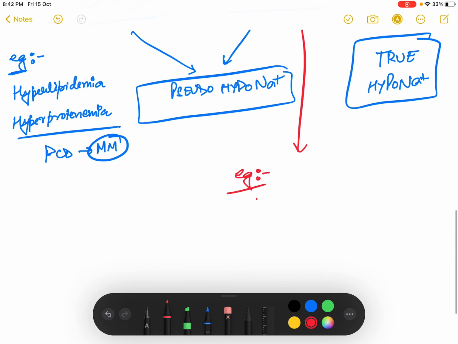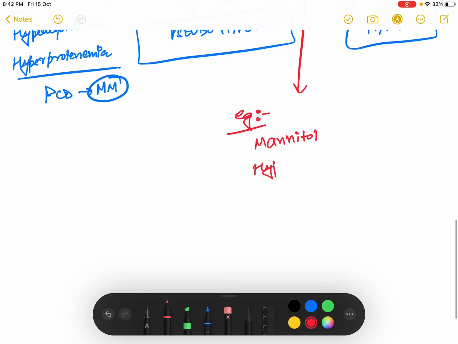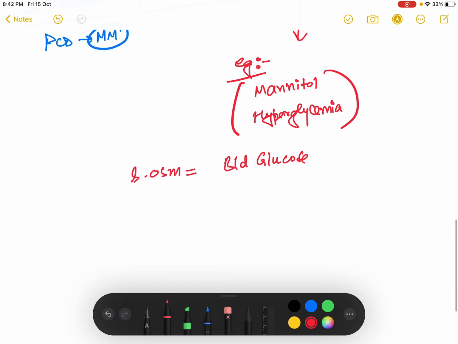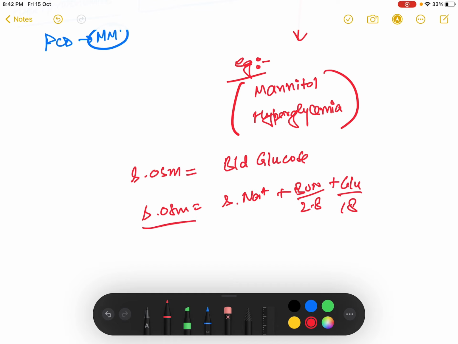Examples of hypertonic hyponatremia, that is where the serum osmolarity is high, are the use of mannitol, which can lead to increased serum osmolarity, or hyperglycemia, uncontrolled blood glucose levels. As we all know, serum osmolarity depends on blood glucose levels, because the formula for serum osmolarity is serum sodium plus BUN upon 2.8 plus blood glucose upon 18. So serum osmolarity depends on sodium as well as glucose as well as blood urea nitrogen levels in the body.